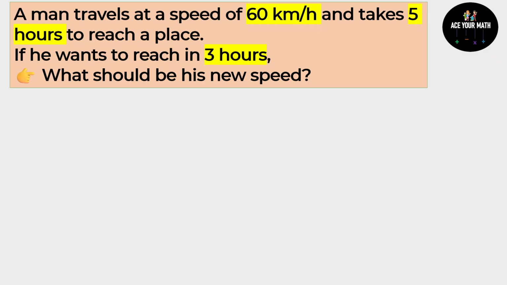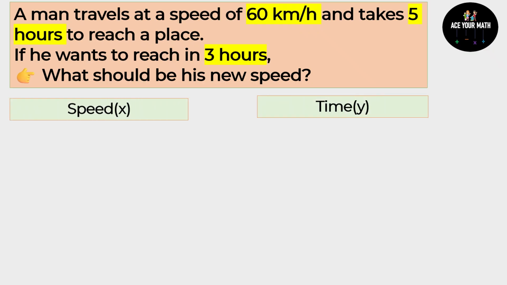Okay, now see one more question. A man travels at a speed of 60 km per hour and takes 5 hours to reach a place. If he wants to reach in 3 hours, what should be his new speed? So first analyze whether it's a direct proportion or inverse proportion. See, he has to reach in 3 hours. It means the time is decreasing, but he has to increase the speed because he wants to reach early. So this indicates that it's an inverse proportion question.